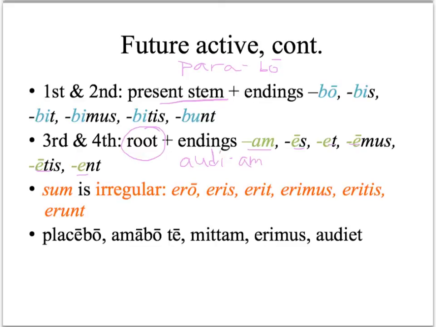Sum, again, is irregular. So I'm always writing it in orange here. Ero, eris, erit, erimus, eritis, erunt. I will be, you will be, etc.